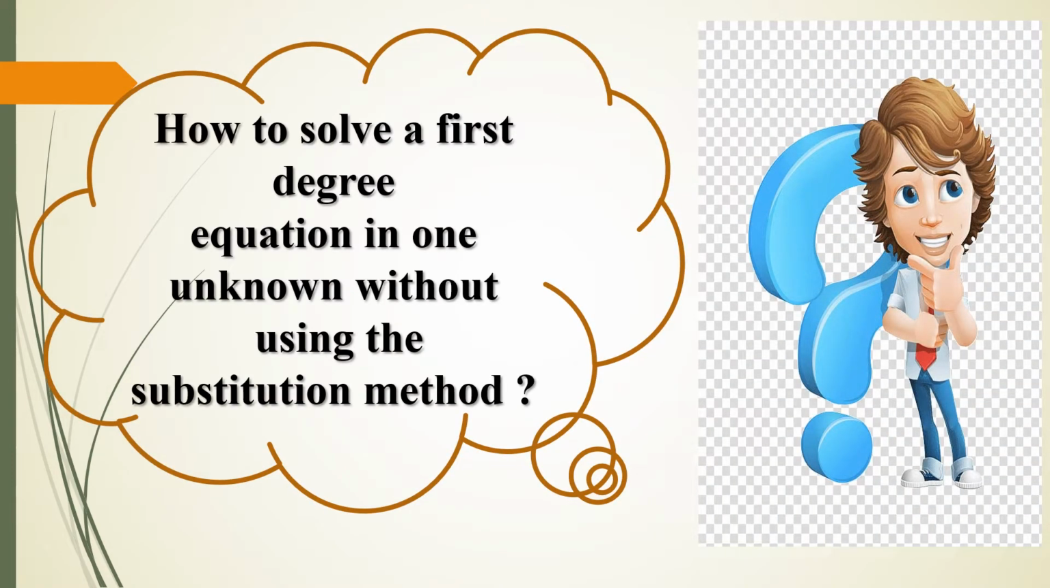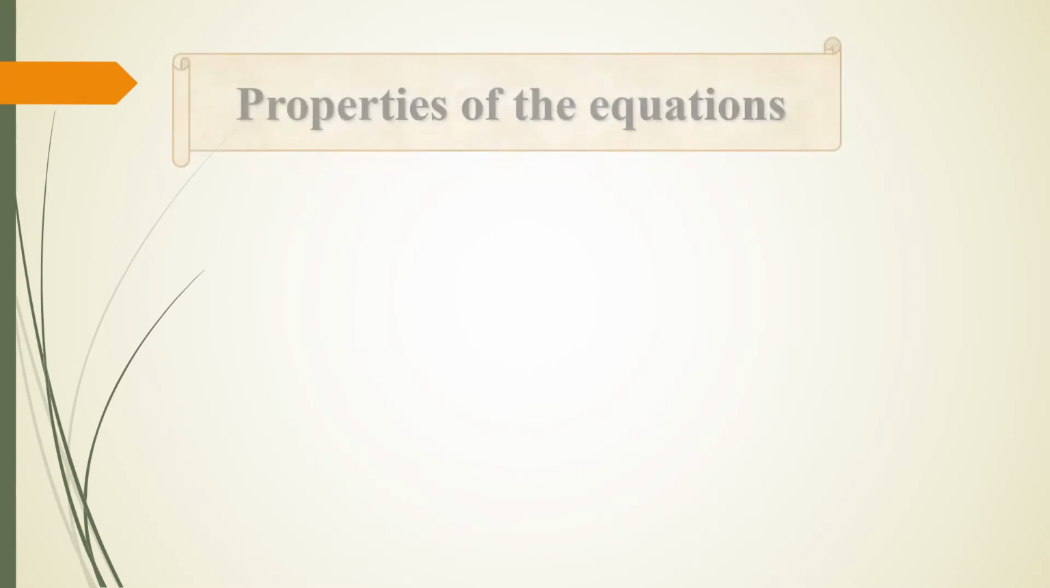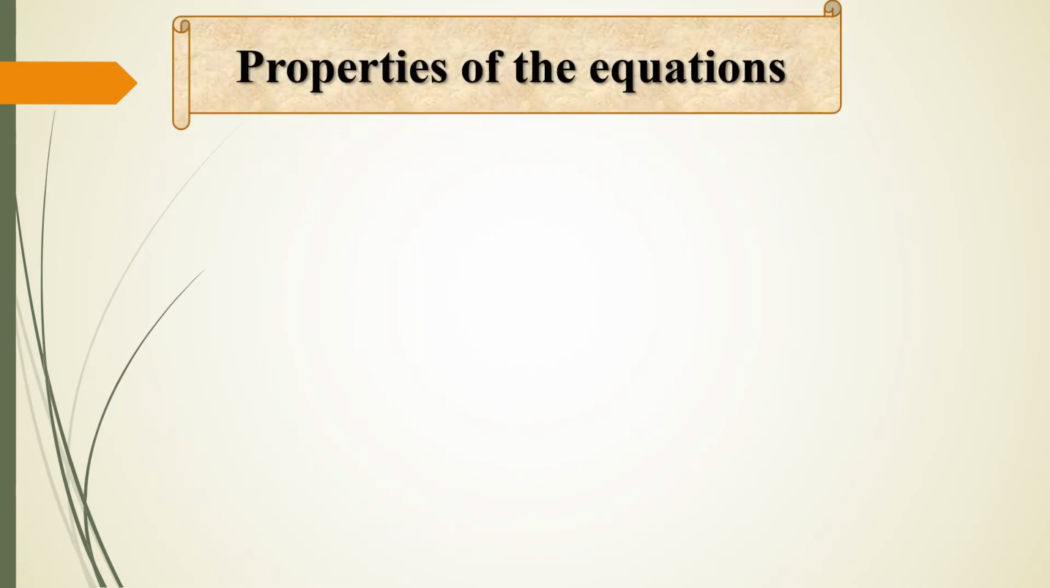So how to solve a first degree equation in one unknown without using the substitution method? Our goal here is to transform the equation so that the unknown is alone on one side of the equation and the constant term on the other. To do that, you need to know the following properties of the equation. Now, properties of the equations.